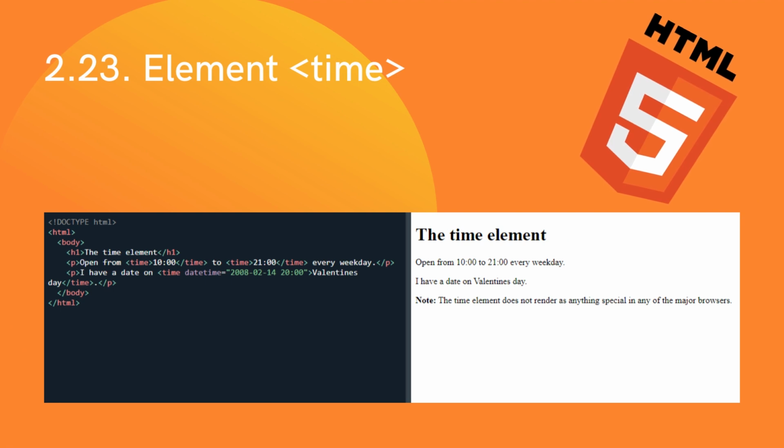The time element specifies the date and time. The time tag specifies a human-readable date and time. This element can also be used to encode dates and times in machine-readable form so that user agents can suggest adding birthday reminders or upcoming events to the user's calendar, and search engines can generate smarter search results. Example.